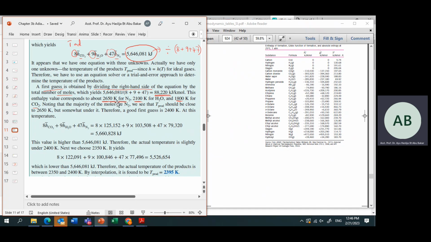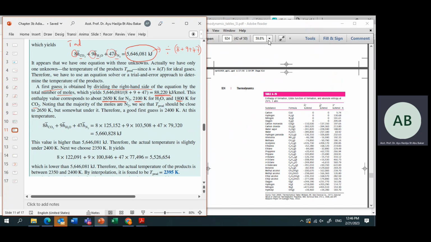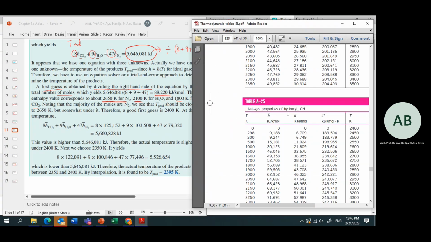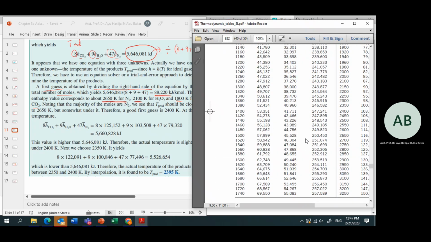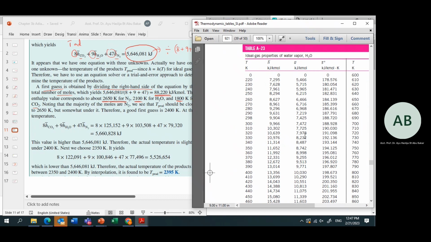Okay, we find for N2, table for N2 with enthalpy 88,220 kilojoule. Okay, we find for N2. For example, H2O appears first. Okay, for H2O here it stayed at 2100 Kelvin. Refers to this enthalpy. Okay, at 2100.